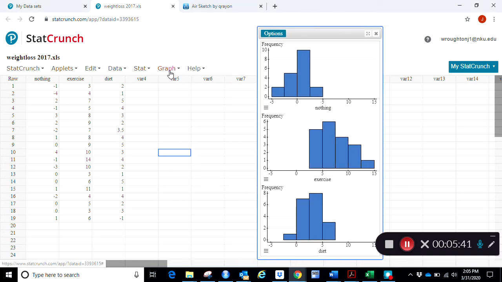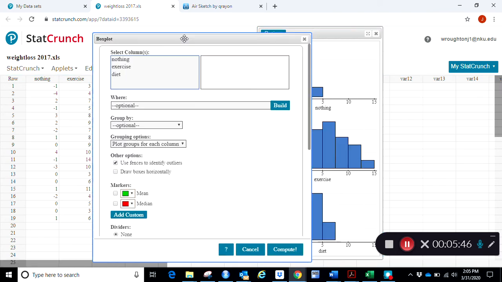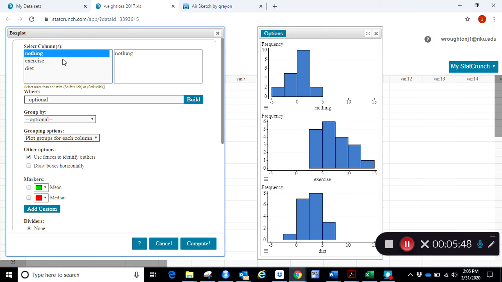Then to get the box plots, I just went to Graph, Box Plot. Again, I control clicked to get them all. To have them in the same order, I do diet, then exercise, then nothing. That'll give you the same order there. I unchecked this box about identifying outliers and then just hit compute.